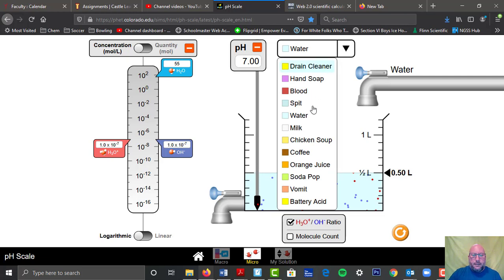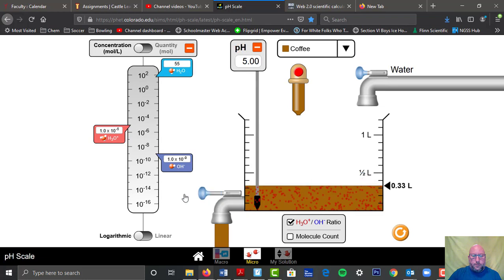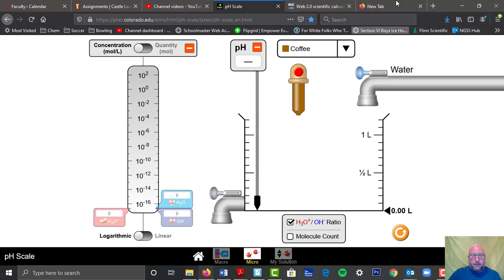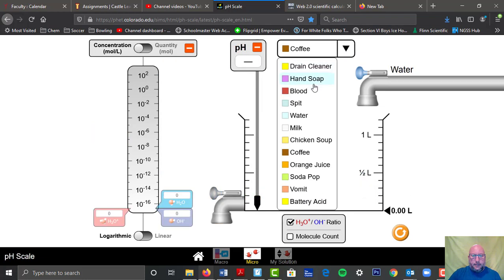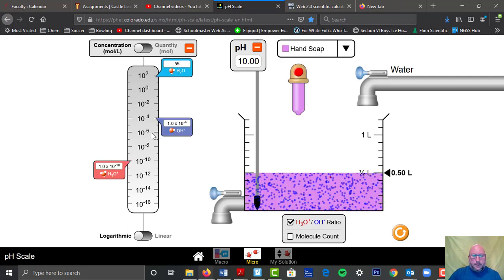Something like, let's say, coffee. As one goes up, hydronium, the other goes down. Hydroxide goes down. If I were to replace this with a base, let's say hand soap, the concentration of the hydronium goes way down to 10 to the negative 10th power. The hydroxide goes up to 10 to the negative 4th.